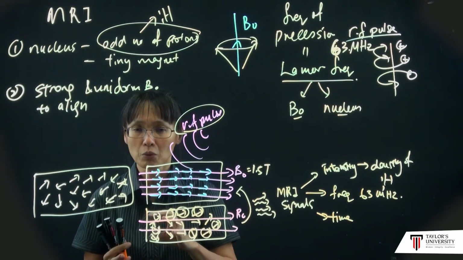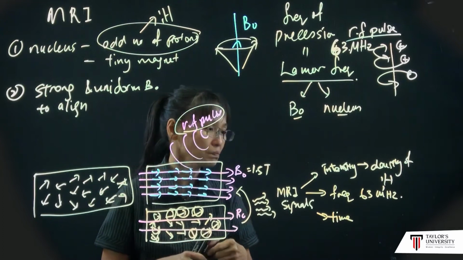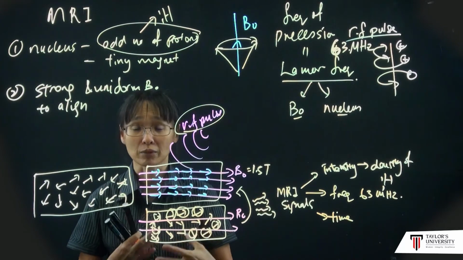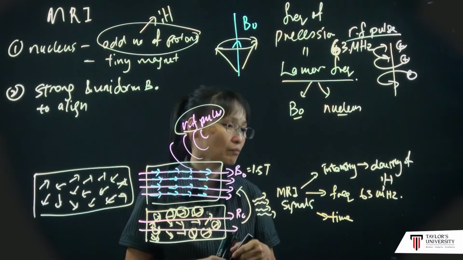Because different composition, you have different time taken to go back to the equilibrium. So we call it relaxation time. Time for it to relax, go back to the equilibrium state.